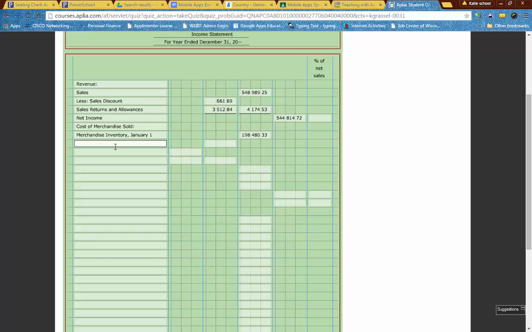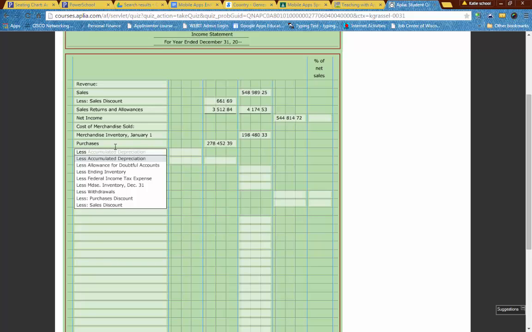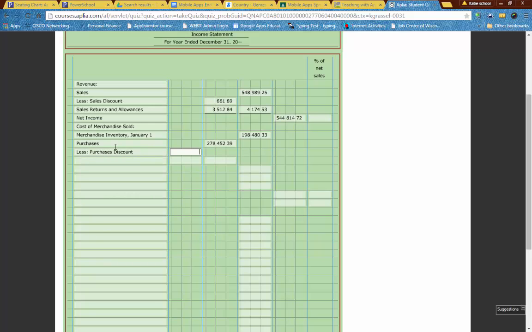Now, I'm going to go through next and do my purchases. Purchases, we bought throughout the fiscal period, $278,452.39. From that, I have to subtract less purchases discount and purchases returns and allowance. Very similar to what we did for sales. So I have my purchases discount and my purchases returns and allowance.